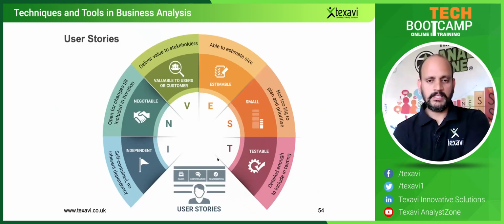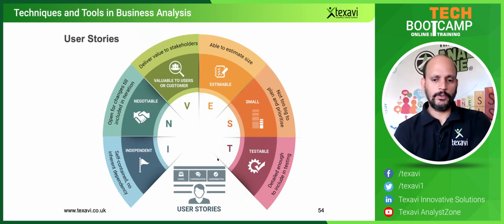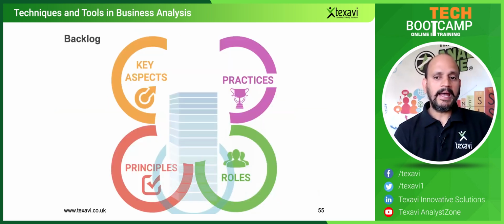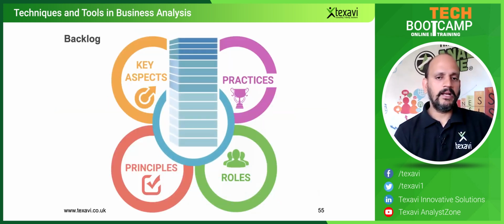We covered this already in detail, so let's skip this one. User stories, you know, the 3 C's and the INVEST principle, are very important for writing a good user story. In the backlog, we are talking about maintaining, grooming, and the roles involved and all that stuff.